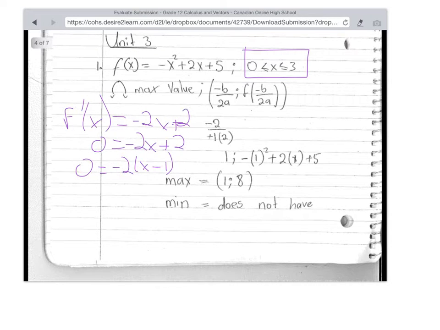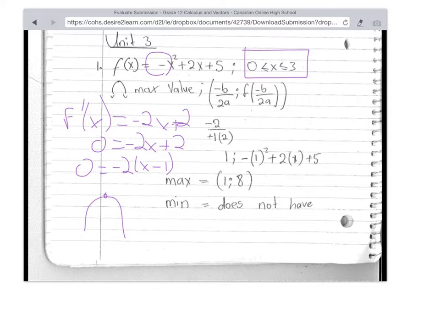You've determined that it's a max because the leading coefficient of our quadratic is negative, which means it's an upside down parabola, so that point will be a max. But you need to do it using the first derivative, and you need to check for max and min using the second derivative, okay?